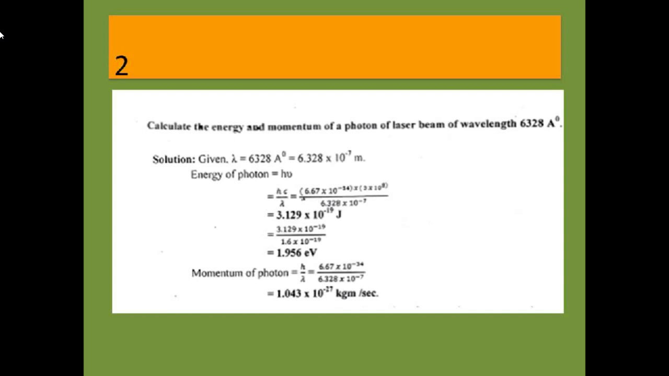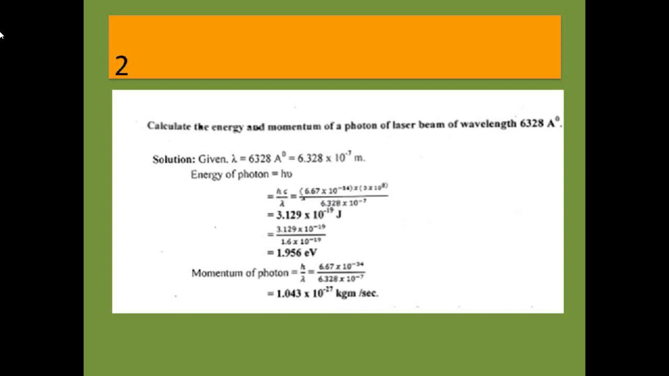Now first you need to find the energy of the photon. We know the formula E is equal to h nu, where h is Planck's constant and nu can be written as C by lambda, because lambda is given, they are not given here the frequency. What is given is lambda. So in terms of lambda, the energy formula is E is equal to hc by lambda.